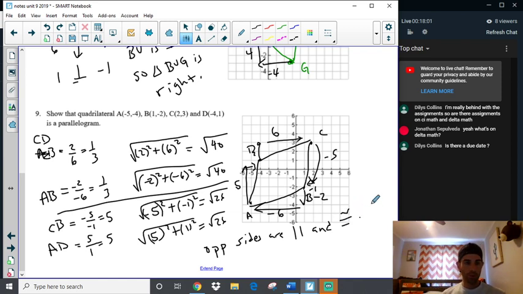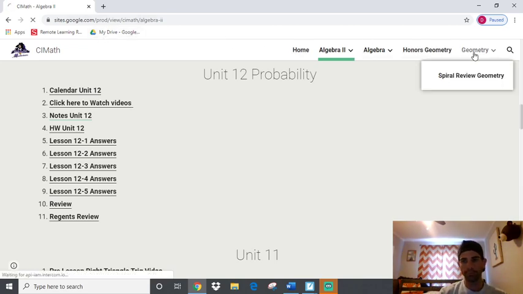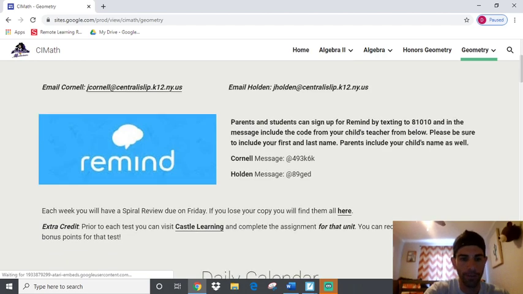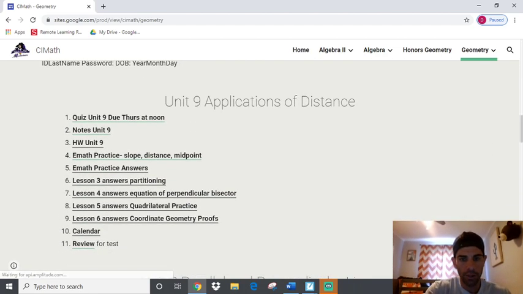All right, so that concludes all of our review in our parallelograms packet. There were a lot of questions on what I'm supposed to do from this point forward, so let me go there. If you go to cimath.com, go to your geometry section, and scroll down, this is what we're working on: notes, Unit 9, applications of distance. Basically all of this stuff is going to be closing out, so make sure you get through all of this this week.